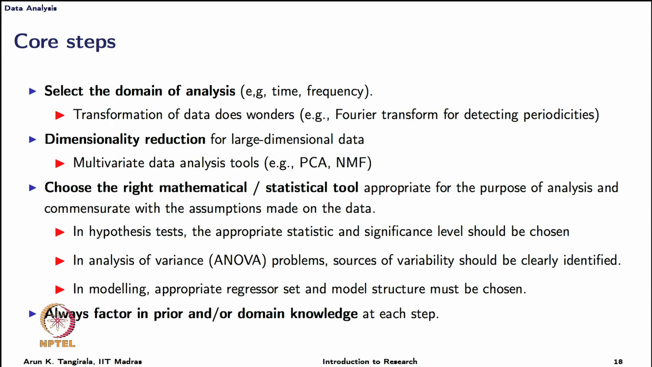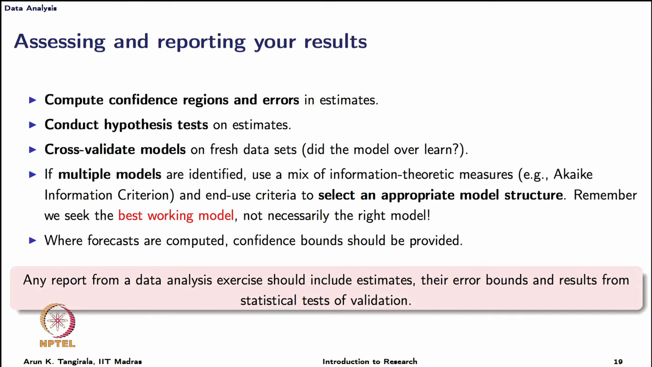You may know a priori something, not necessarily related to the physics or the process, but maybe from the sensor characteristics and so on. And or of course, you may know something about the domain or the physics or the chemistry or the biology of the process that you can easily factor in and save a lot of headaches.